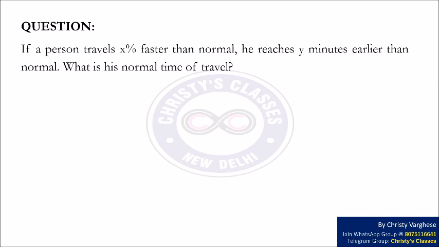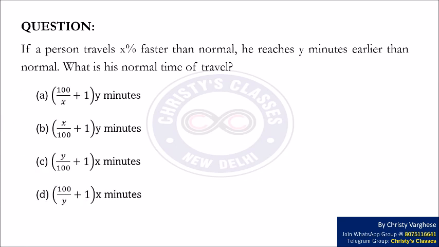The options are: option A, 100 by X plus 1 into Y minutes; option B, X by 100 plus 1 into Y minutes; option C, Y by 100 plus 1 into X minutes; and option D, 100 by Y plus 1 into X minutes.